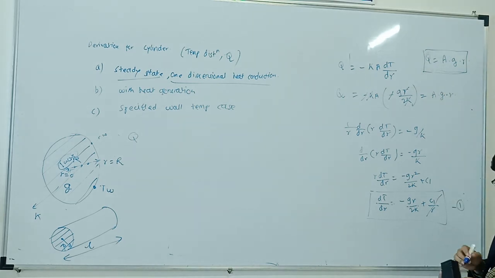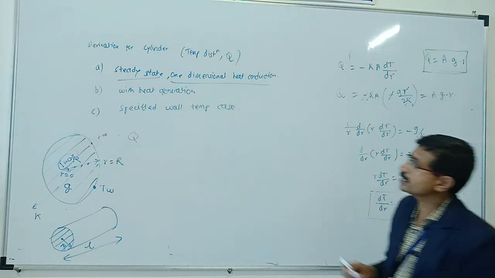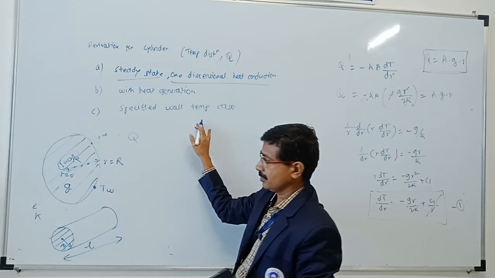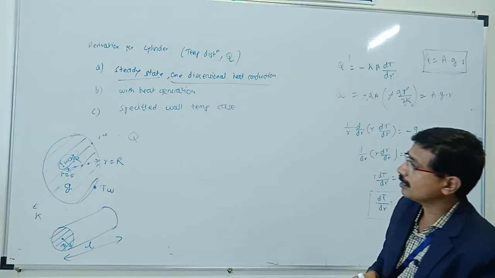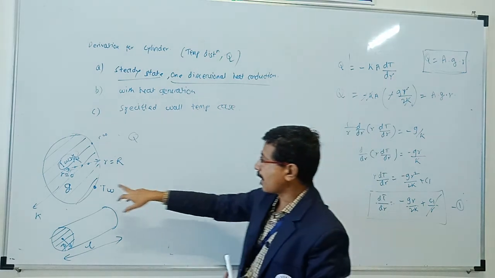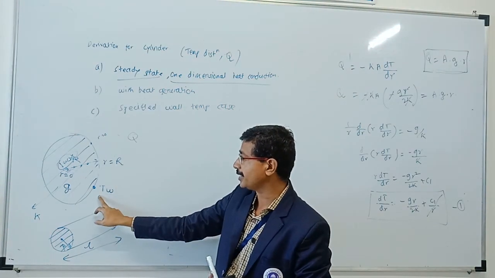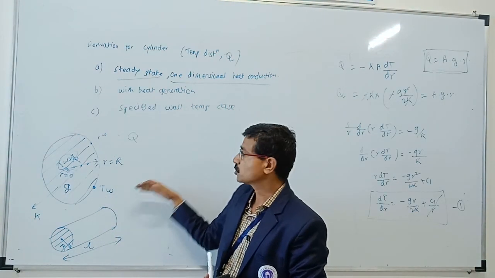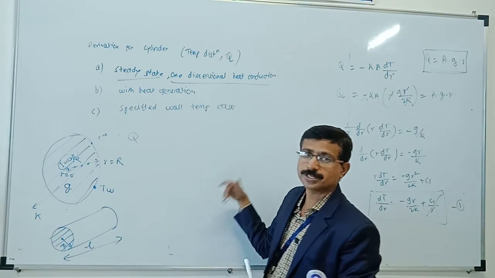So this is the end of the derivation with the conditions mentioned here. Now we are going to solve similar sort of equations, but in that case the outer surface of this cylinder is exposed to surrounding fluid. So how it proceeds, that we will see in the next lecture.